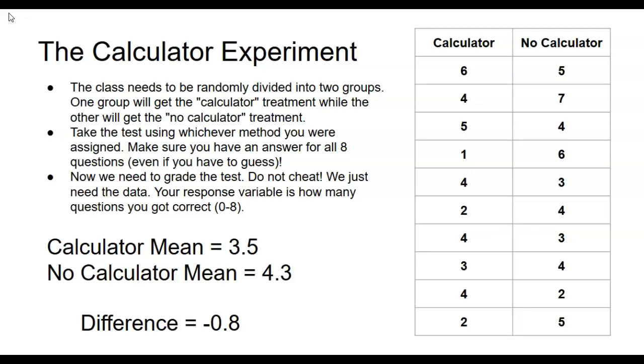Why was there a difference in the two averages if the calculator made no difference? Is this difference a significant difference? How could you even measure if it was significant?